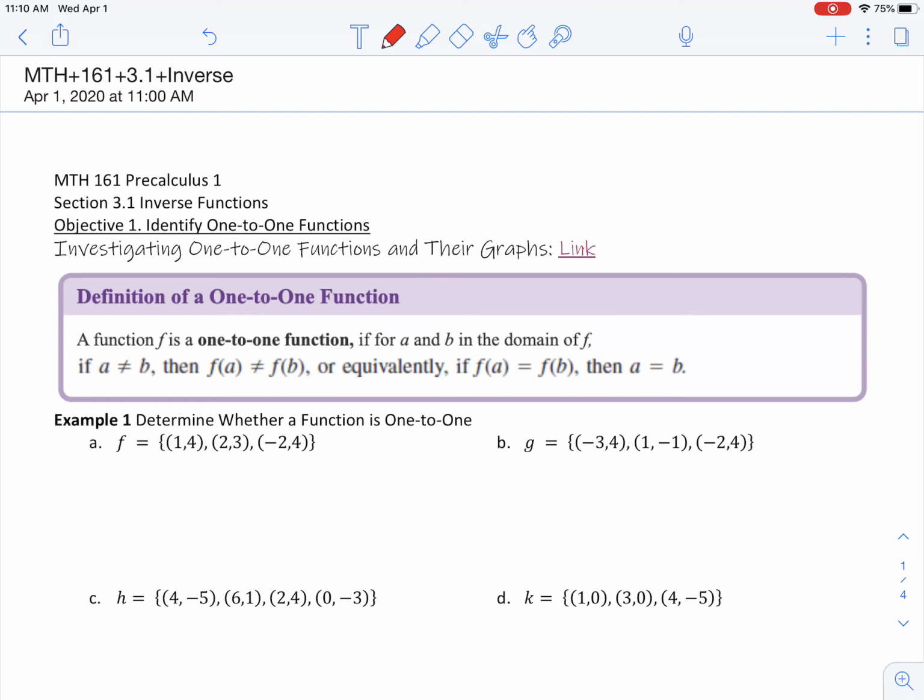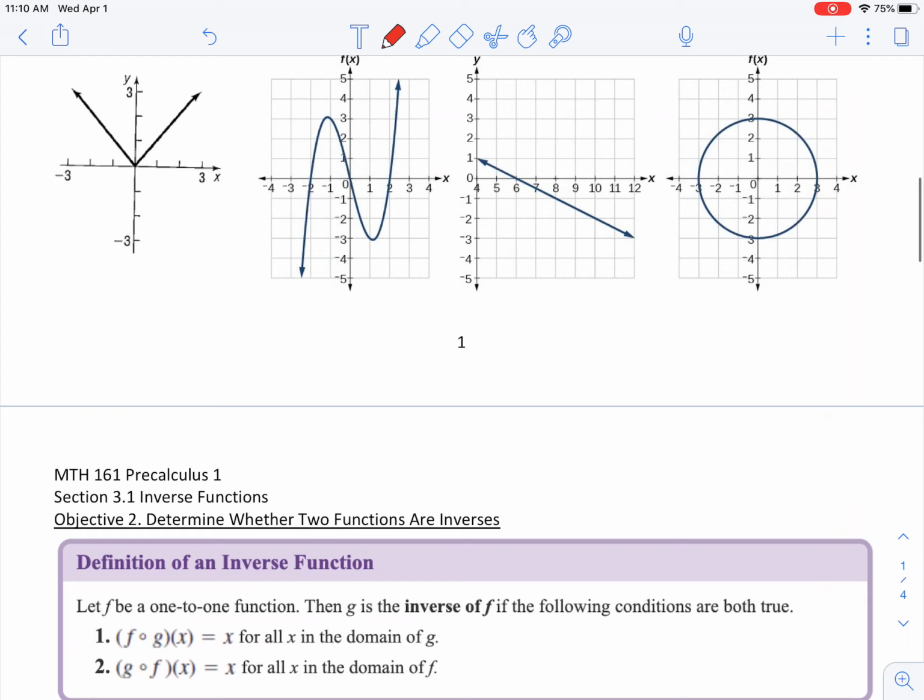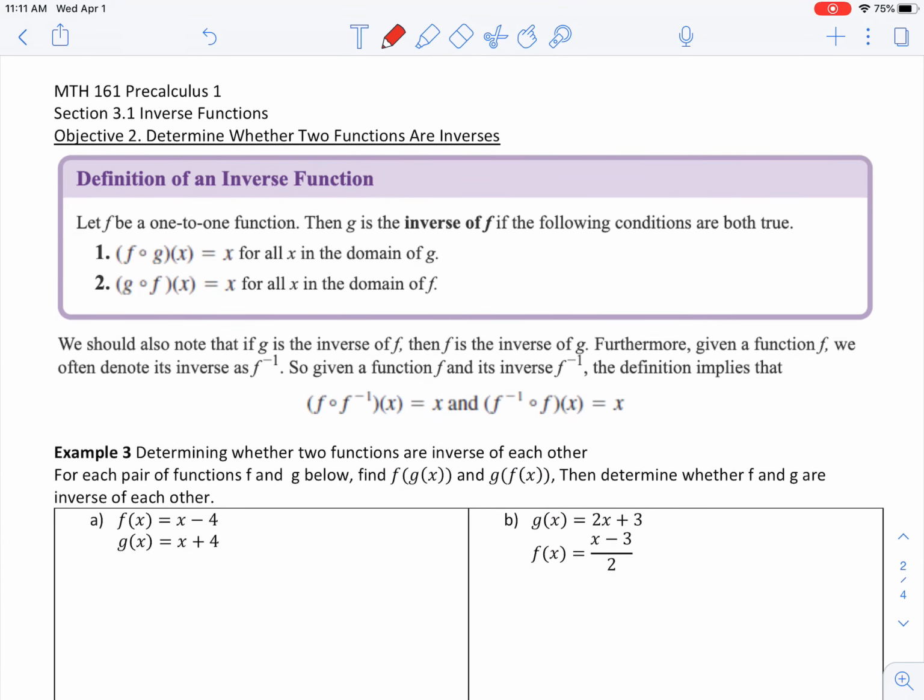Hello, this video is for lesson 3.1 for Math 161. We are going to look at inverse functions. This is the first lesson of Unit 3. Unit 3 will cover exponential functions and logarithmic functions, but 3.1 is just talking about inverse functions, how to write and find them.